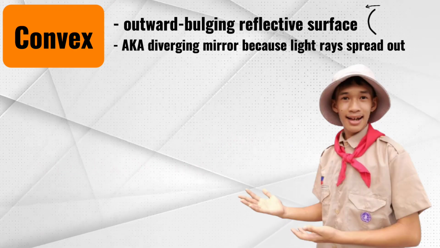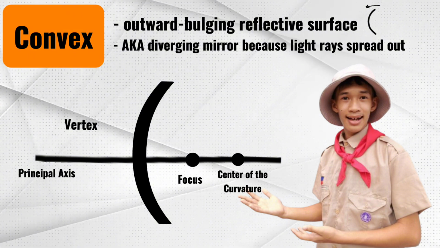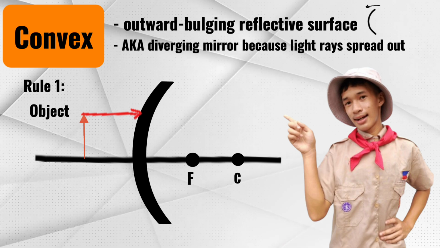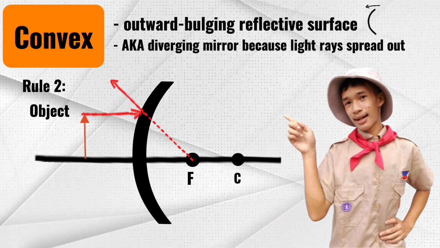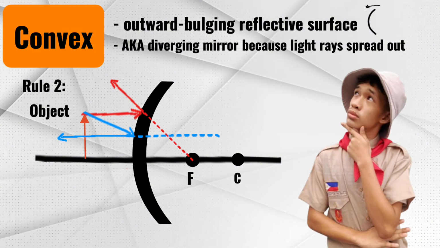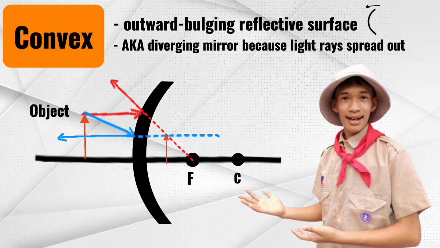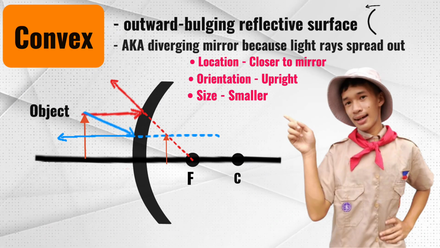The main components used as a basis in this method are the principal axis, vertex, focal point, and the center of curvature. It's important to take into consideration the 2 rules we have to follow when ray diagramming. Rule 1. The incident ray parallel to the principal axis passes through the focal point after reflection. Rule 2. The incident ray passing through the focus will become parallel to the principal axis after reflection. The point at which the principal and focal ray intersects behind the mirror is where the image of the object is formed. The image formed by convex mirrors will always be closer to the mirror itself. Moreover, the image formation is expected to be upright, smaller, and virtual.